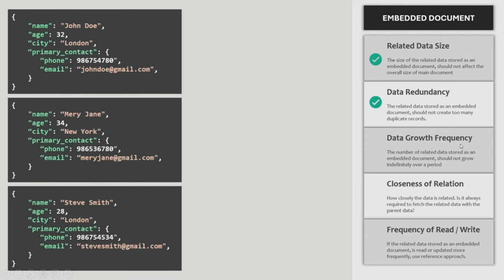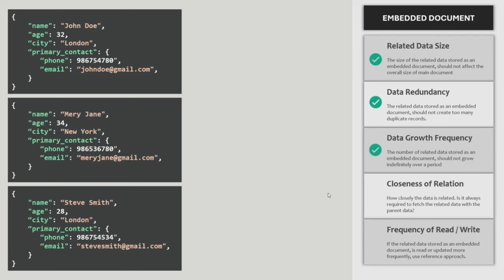Then we have data growth frequency. How frequently the data for this primary contact is going to increase. Now if you see in this primary contact field, we are storing an object. We are not storing any array. So this primary contact is always going to store a single object. It is not going to store multiple primary contacts. Primary contact is going to be unique and it is going to be single for each customer. So here there is no data growth frequency. The document which we have assigned to this primary contact is always going to remain one. So it is not going to be multiple primary contacts. So in that way also, the embedded document approach is appropriate here.